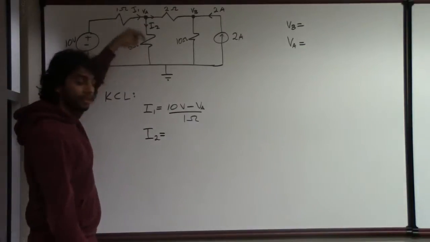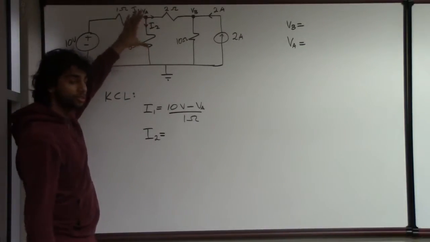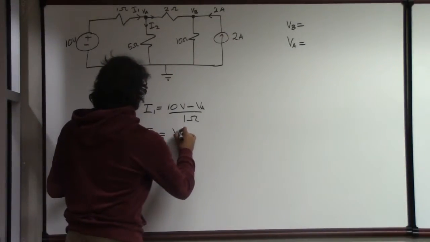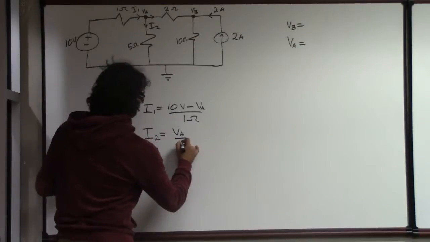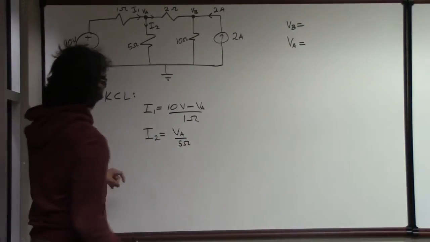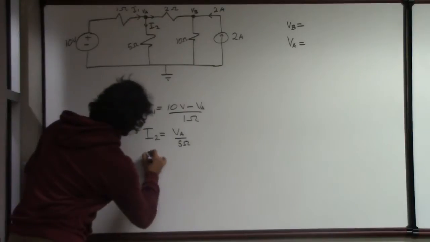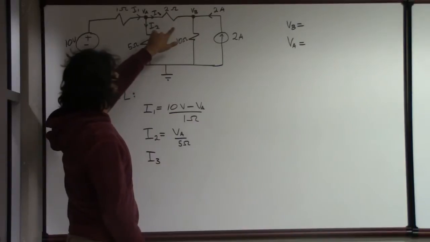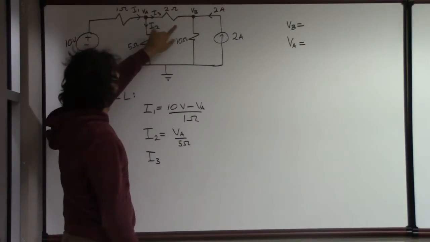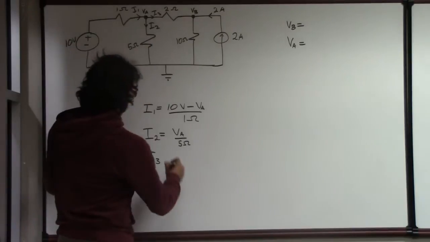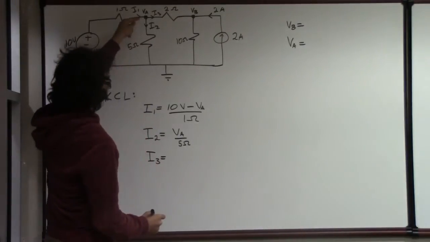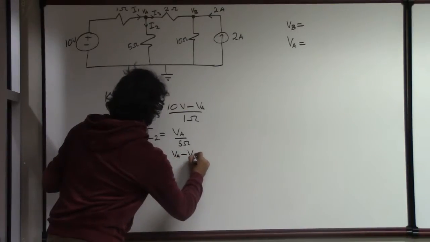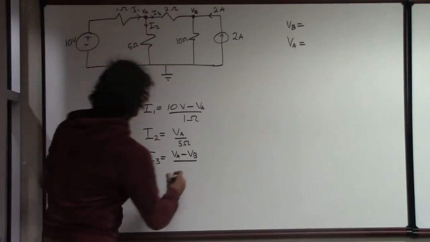Recognize that I2 is only flowing through the 5 ohm, and the voltage across this resistor is VA. So this is going to be VA divided by 5 ohms. And for I3, which I shall call this one, that is going to be the current flowing through the 2 ohm resistor, and the voltage across this 2 ohm resistor is going to be coming from VA to VB, so it's going to be VA minus VB, again, over the 2 ohm resistance value.